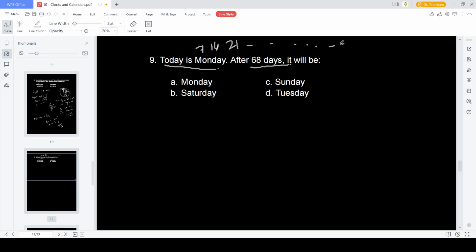Similarly, any multiple of 7 is going to be a Monday. So we divide this 68 by 7. We get closest to 9 times. So 9 times is 63. So on the 63rd day it's going to be a Monday.